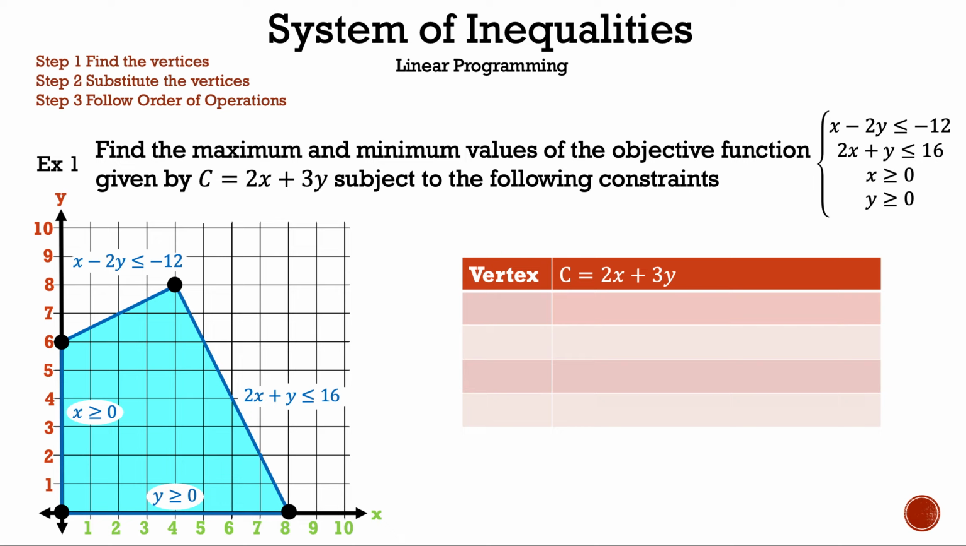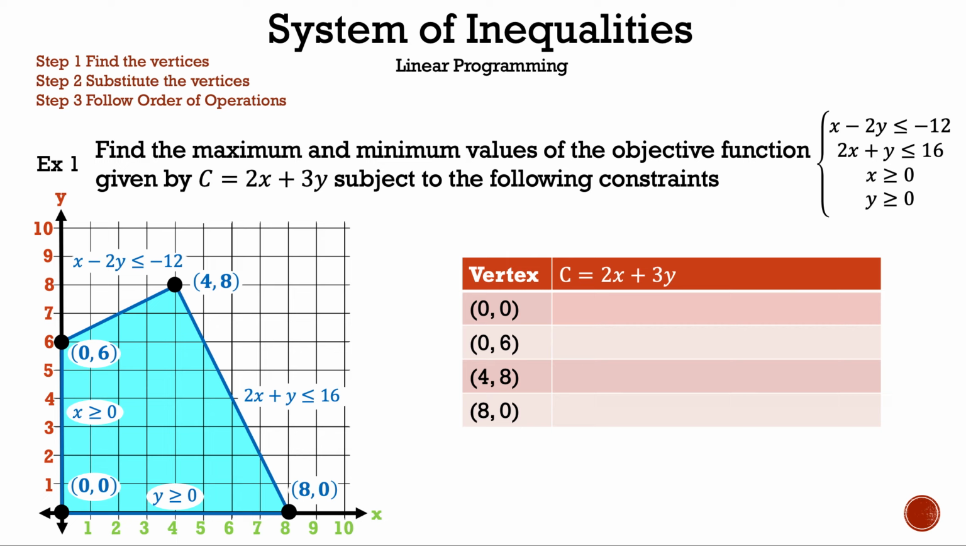Now, the next step is to find the intersection points, or the vertices, because those are the values that will give us the highest possible value or the lowest possible value. The first one is (0, 0). Then we have (0, 6). Then we have (4, 8). And finally we have (8, 0).